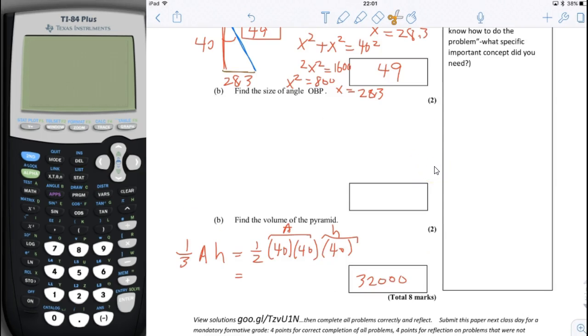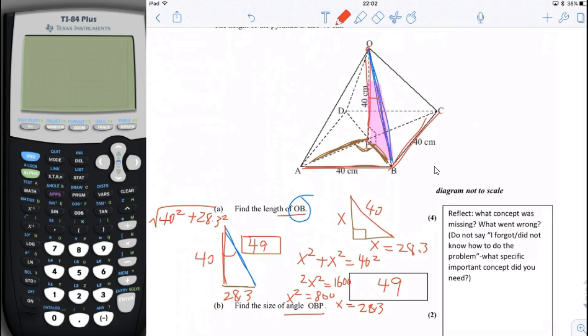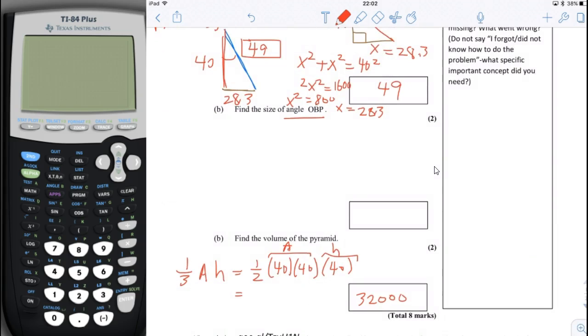Okay, it says now to find the size of the angle OBP. Let's look back at the drawing to see what OBP is. O is the apex, B is this corner, and then P is the point directly beneath the apex. So OBP would be this angle here. Let's redraw the triangle here. OBP. So we want this angle. We know a lot of the sides here. We know that this side is 49, we know this side is 40, and we know the bottom is 28.3.